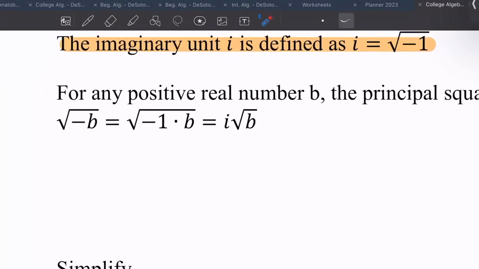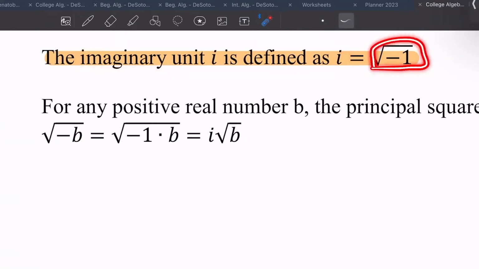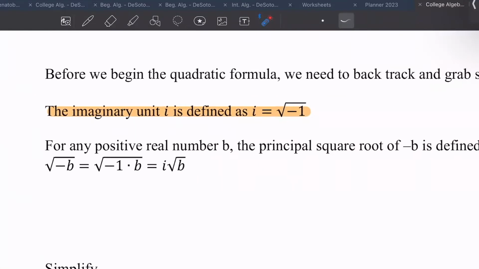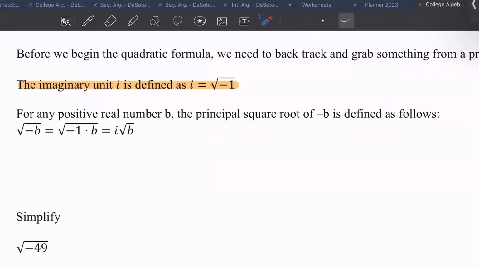But since now we know about this imaginary unit i, and it equals the square root of -1, I can break this negative b into the square root of -1 times b. Okay, the square root of -1 equals i, so we just write i times the square root of b. That's how we're going to deal with negative roots of even numbers.